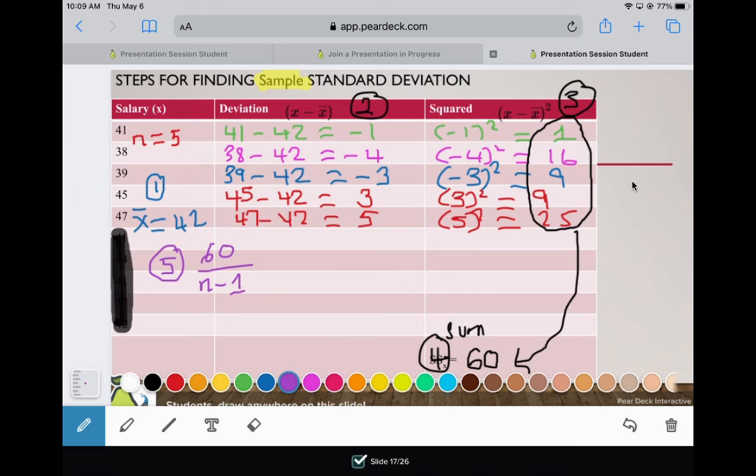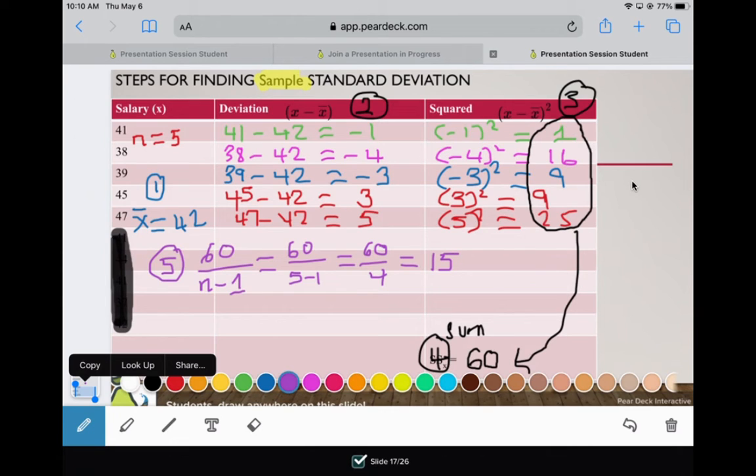Why minus 1 but not any other number? I honestly don't know. I don't have a good explanation why minus 1. But it will be minus 1. So I will have 60 over n minus 1, 60 over 4. What is this going to give me? Divide by 4, gives me 15.